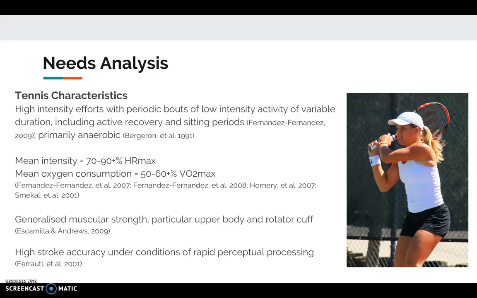Tennis is characterized by high-intensity efforts interspersed with low-intensity activity varying in duration, including active recovery periods. In a match, players work at 70 to 90% of their heart rate max and 50 to 60% of their VO2 max, although intensity can increase depending on gameplay. Generalized muscle strength is required, but particularly for the upper body and rotator cuff muscle groups for serve and volley actions. There is an element of stroke accuracy performed under conditions of rapid perceptual processing as well. Therefore, to meet the demands of tennis, players must have a high anaerobic and aerobic capacity, muscular strength, and develop skill-related components of fitness like agility and reaction time.